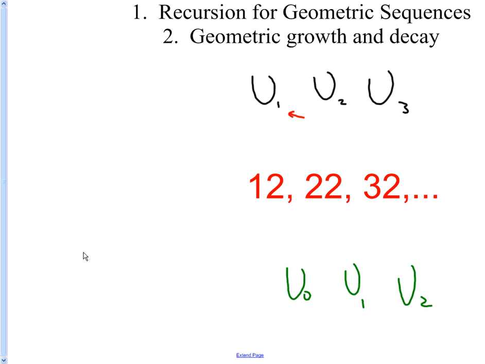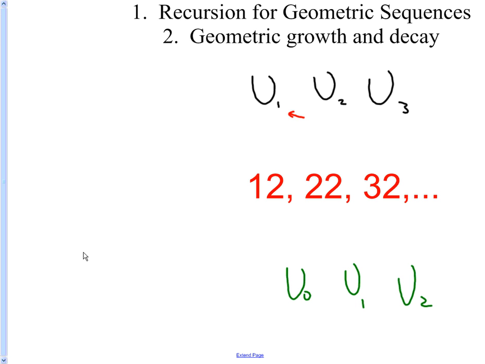A common misconception kids will have is that if I multiply, it'll get bigger, and if I divide, it'll get smaller. It depends on what you multiply by. If you multiply by a decimal, like 0.5, it doesn't get bigger, does it? And if you divide by a decimal, it doesn't get smaller, it gets bigger. So you can't just count on, I'm multiplying, so it's going to get bigger. Not necessarily. All right, so today we're talking about geometric growth and decay.